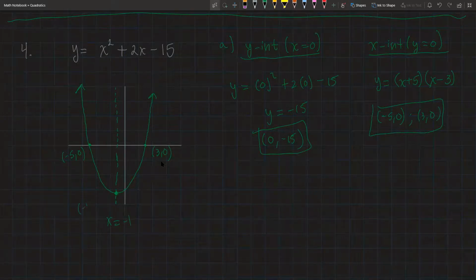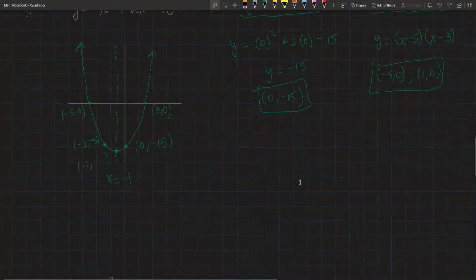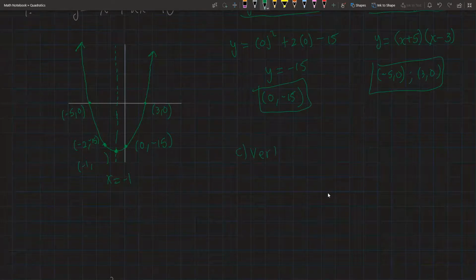So this point must be (-1, some y value). And I think we knew something else. There it is. It is the y-intercept, (0, -15). And the corresponding point of symmetry to the y-intercept, hopefully you can visualize it, is right there. It is (-2, -15). Hopefully you can visualize that is what I was trying to say. Okay, great. Last thing is to show a little bit of work. This is the most tedious part of the problem, in my opinion, and it is for the vertex.